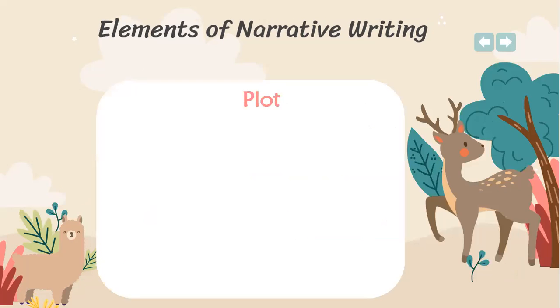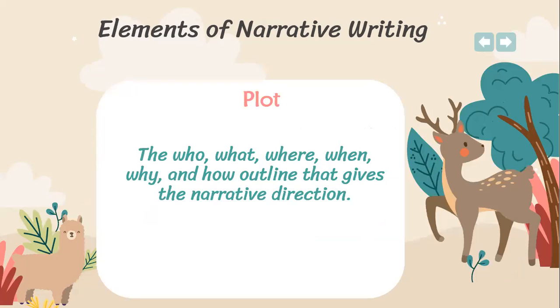And the last thing, which is very important, is the plot. The plot is the events, what happened, starting from the beginning till the end of the story. When we say plot, we mean the who, what, where, when, why, and how outline that gives the narrative direction. Or in other words, what is the story about? When I tell you to retell the story, it's as if you are giving me the plot, the main events, but in the correct order from the beginning till the end of the story. So this is what we mean by narrative writing and what it should include.